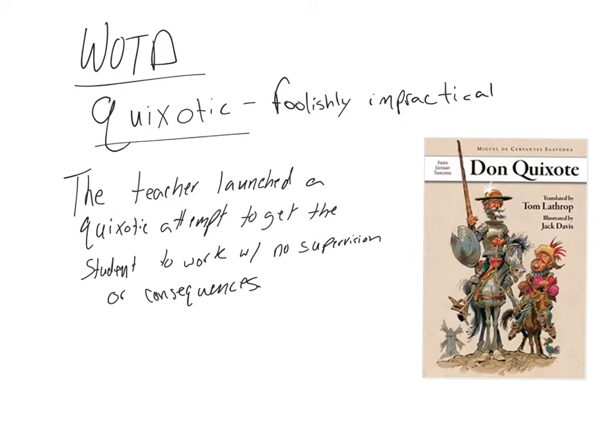And so, if you're being foolishly impractical, you might refer to your task as quixotic. So, for example, the teacher launched a quixotic attempt to get the students to work with no supervision or consequences. That's foolish. You should not do that. And so, it would be quixotic.